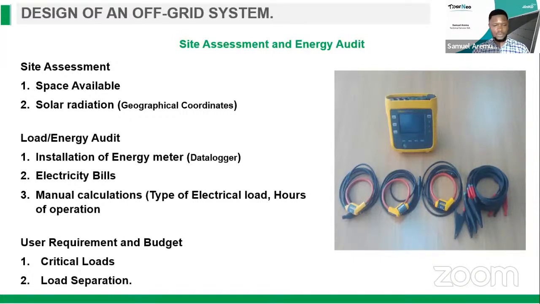And also, one of the things is that if the budget cannot meet up with the solution, the best thing to do is to separate the critical loads from non-critical loads. And after that, do what is called load separation. So you put the critical loads on the off-grid system, and move the others to the public grid or other sources of energy.